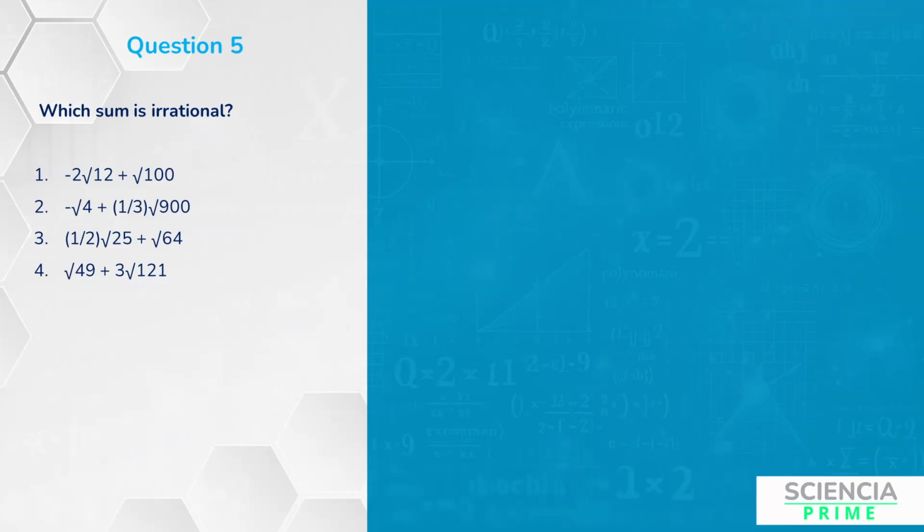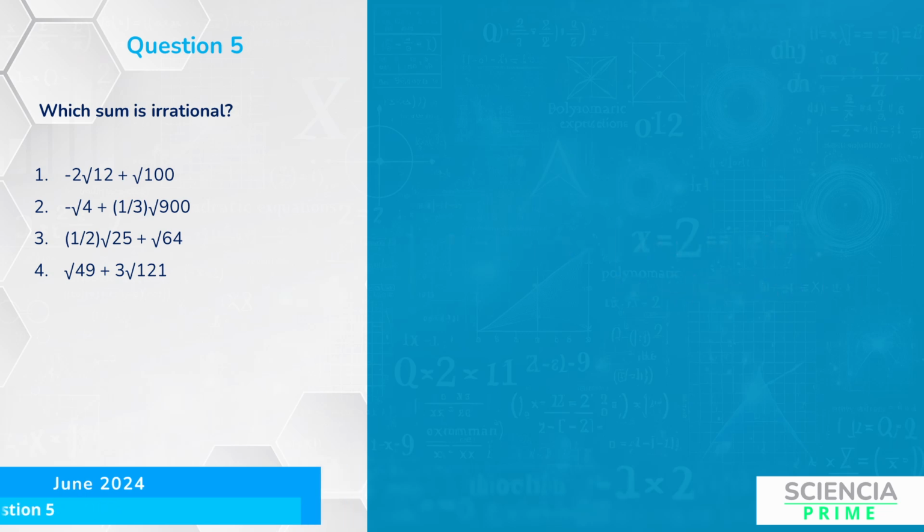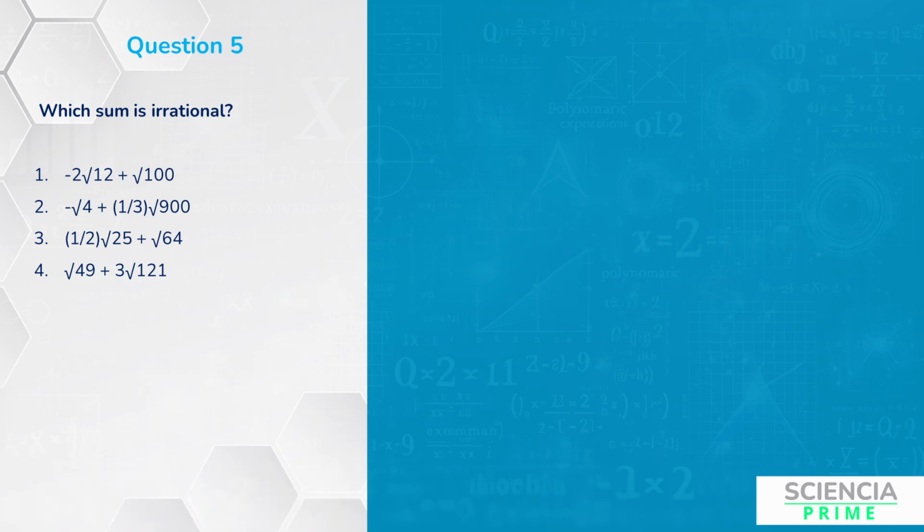Hello dear friends. In this video, we'll be tackling question 5 from the June 2024 Regents examination in Algebra I. Our goal is to determine which of the given sums is irrational. Let's evaluate each expression to determine which sum is irrational.